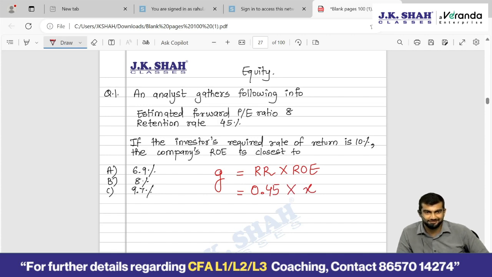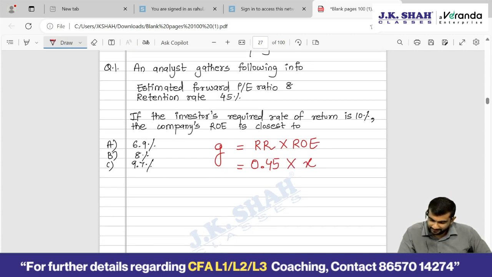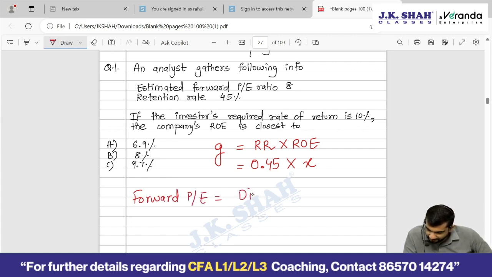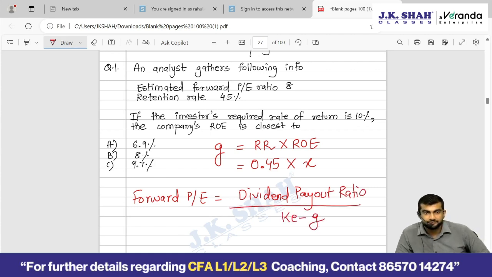Growth is not given. Okay, fine. Forward PE ratio is given. Forward PE means what? Fundamental PE. If you remember, forward PE was dividend payout ratio upon KE minus G. Forward PE is 8. Dividend payout ratio will be 1 minus retention ratio. So if retention ratio is 45%, dividend payout ratio has to be 55%.